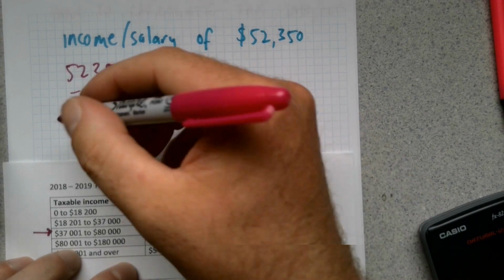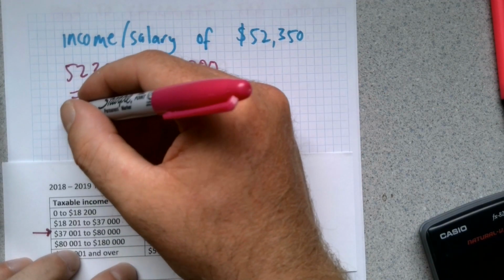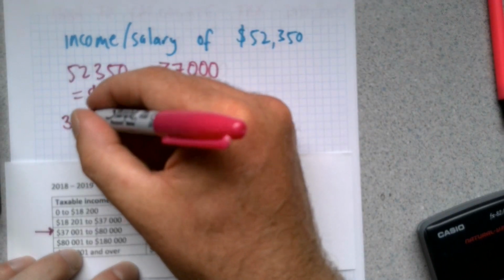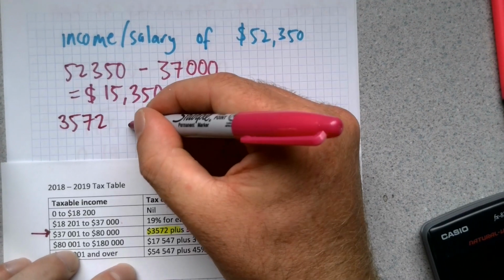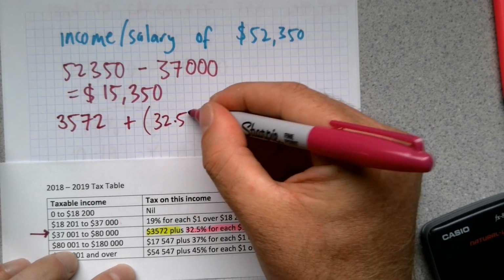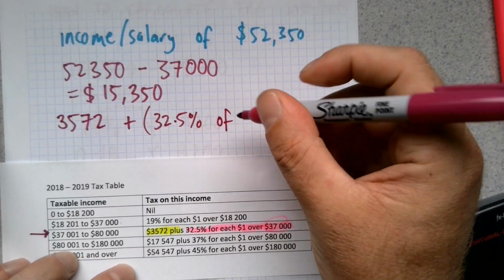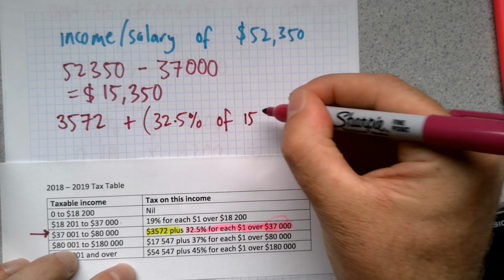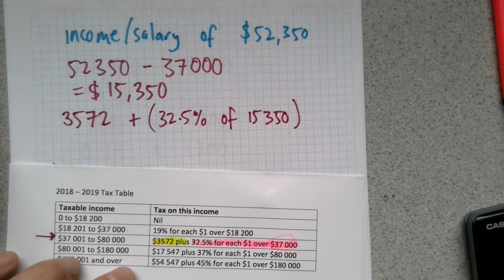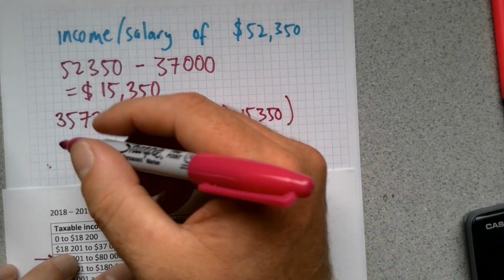Let's work that out. In fact, let's write down the whole thing as an equation: 3,572 plus 32.5% of 15,350. Okay, so let's change that.